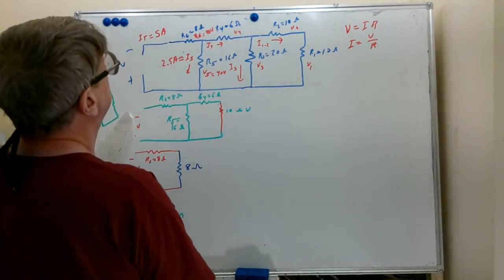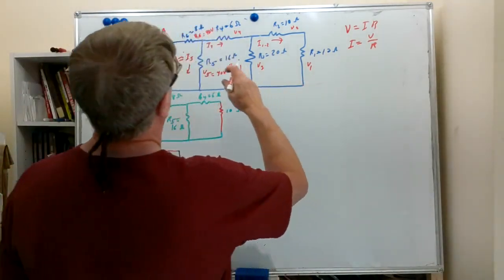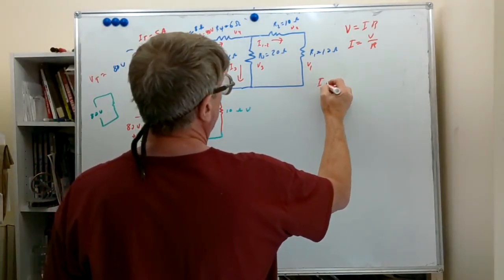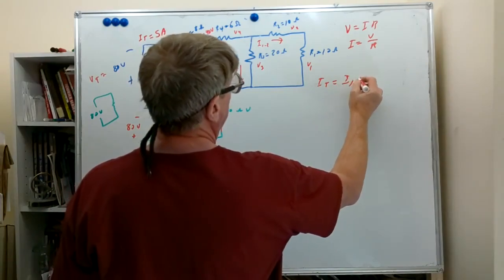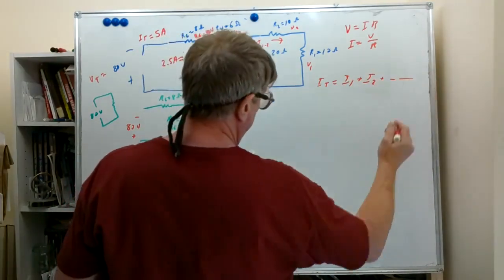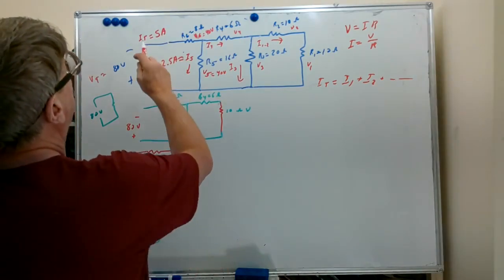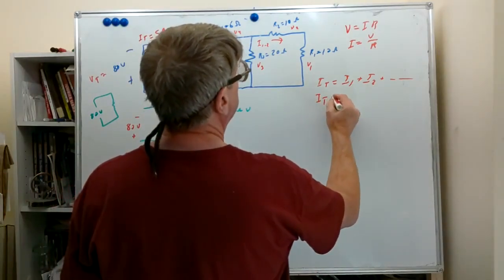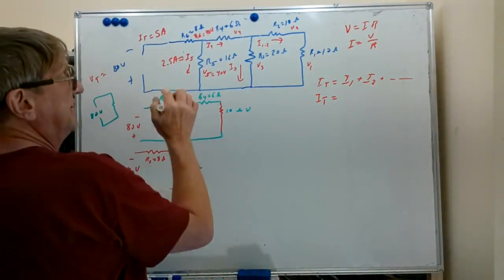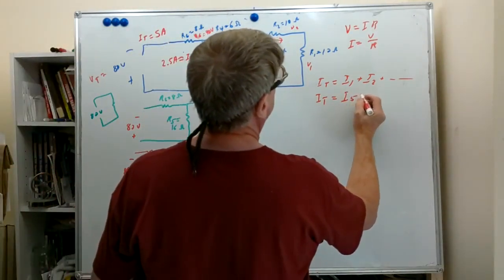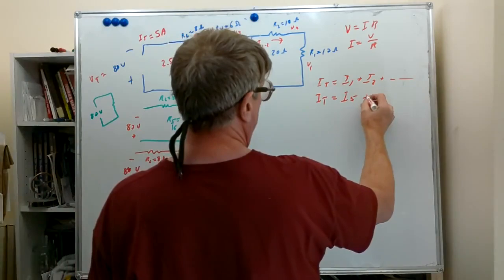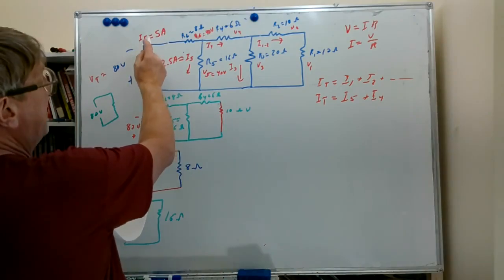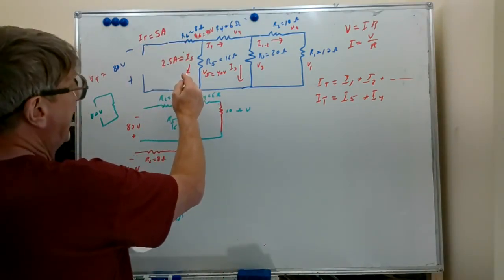I4. Well, remember our current summation formula between parallel branches. We have I total equals I1 plus I2 plus so on. In this case, we have I total, I5, and I4. So we're going to use the I total we have. We've just calculated I5. We're trying to find I4. So that will say that 5 amps is going to be equal to this 2.5 amps plus whatever that is.